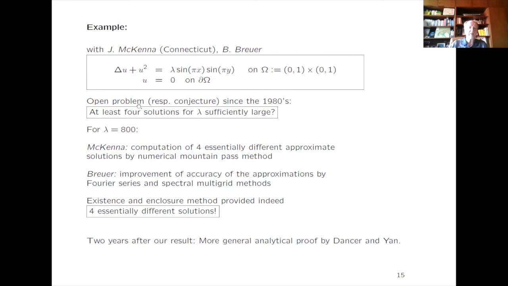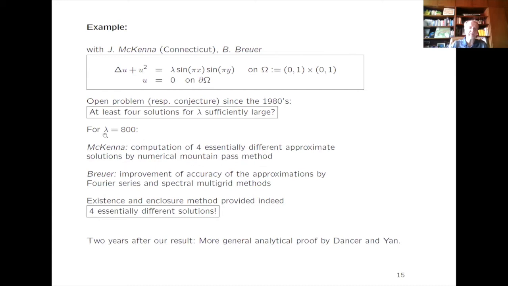It has been an open problem, or conjecture, since the 1980s. The question was, are there at least 4 solutions of that problem for lambda sufficiently large? Two solutions can easily be obtained by variational methods, but the question was, are there more? So what we did, we chose the value lambda equal 800, and first computed 4 essentially different approximate solutions by a numerical version of the famous mountain pass theorem.